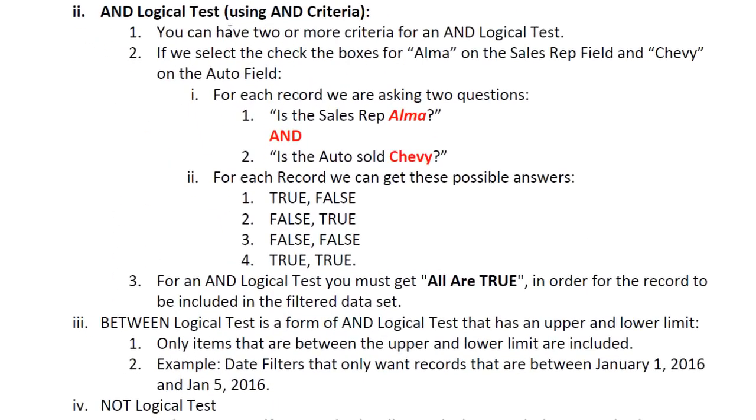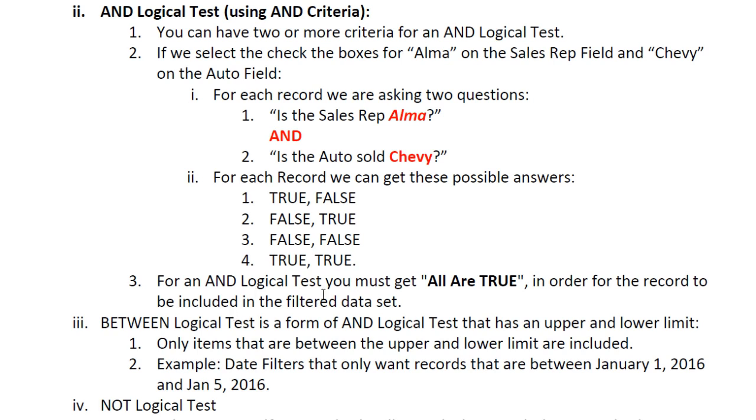So for an AND logical test using AND criteria, for each record we're asking 2 questions. Is the sales rep Alma and is the auto sold Chevy? Notice for each record we could get 4 possible answers. We could get true, false, not taking that record. False, true, not taking that record. False, false. It's only when we get true, true are we allowed to take that record.